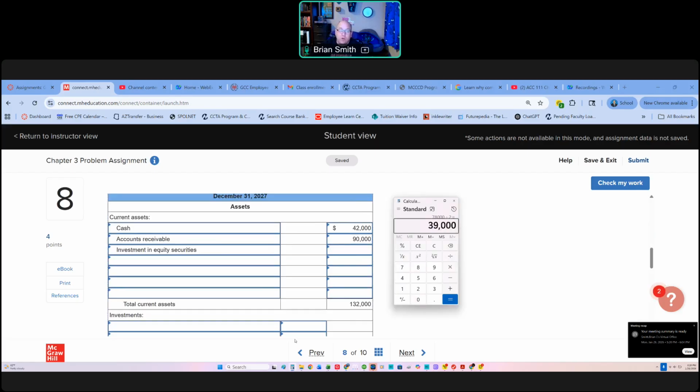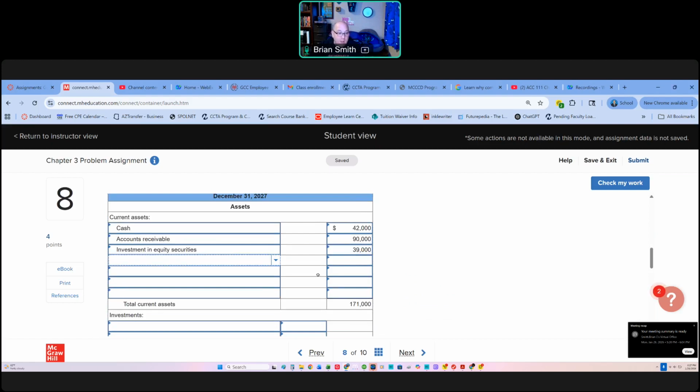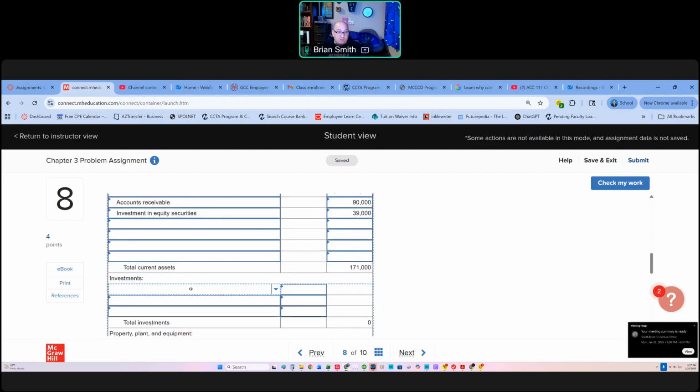78,000 divided by 2 is 39,000. We're going to pop 39,000 here. And I'm going to come down here to investments, and type in investments in equity securities, and put 39,000 here, so I don't have to remember to do that.